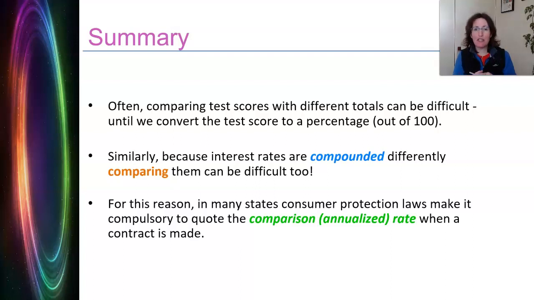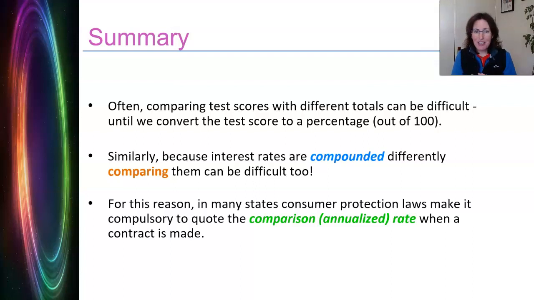So for example, if you do a science test out of 47 marks and you do a maths test out of 58 marks and you got the score of 40 on each of them, which one's better? You could probably already guess, but a way of comparing them is to convert them each to a percentage and therefore see which one is higher. So that's probably a scenario that you're already quite familiar with doing. And so we're going to be doing that with interest rates too.